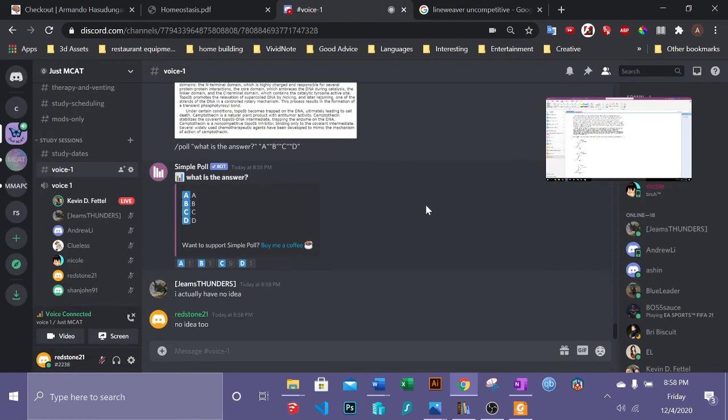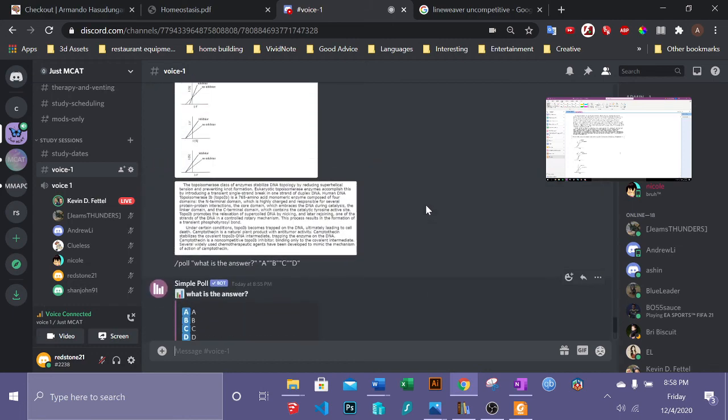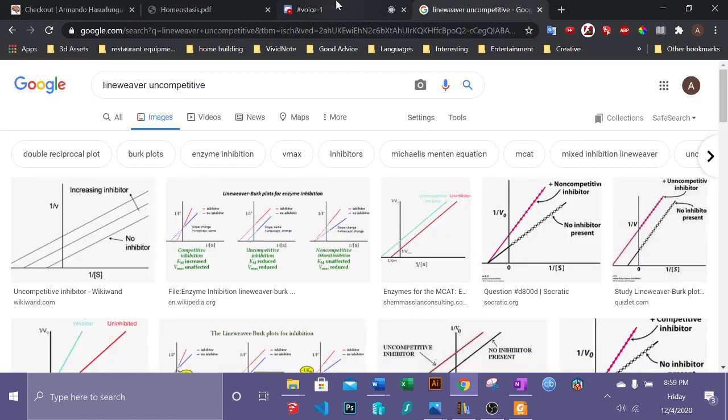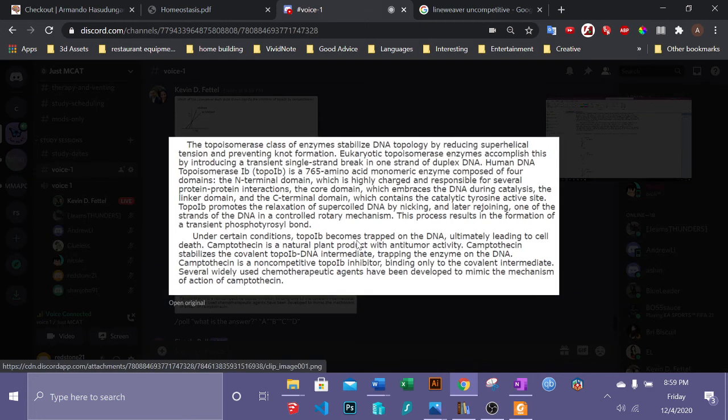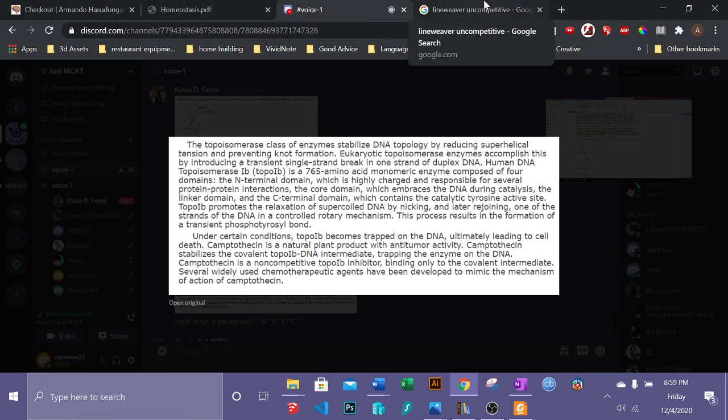So this is a prime example where you don't need to read all of the text to understand what's happening. If we focus on the question stem, it asks us which of the Lineweaver-Burk plots shown depicts the inhibition of topoisomerase B by camptothecin, right? And so first we understand, what kind of inhibition does camptothecin have? We're told in the second paragraph towards the end, in the second sentence, that camptothecin is a non-competitive inhibitor, right? I'm going to highlight that in yellow.